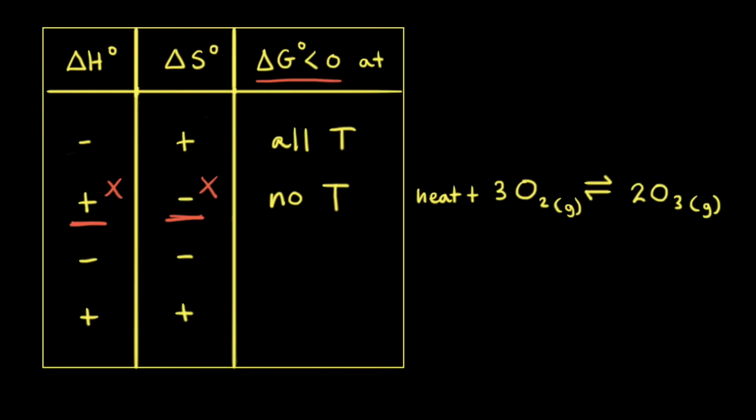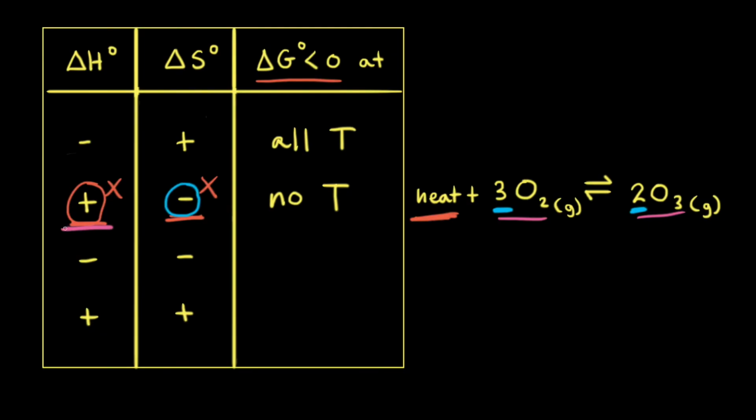As an example of this, let's look at the reverse of the reaction we saw for the first possible combination. Before, we had ozone turning into oxygen gas, and now we have oxygen gas turning into ozone. Because heat is on the reactant side, we know this reaction is endothermic and delta H naught is positive. And since we're going from 3 moles of gas on the reactant side to 2 moles of gas on the product side, that's a decrease in entropy, and delta S naught is negative.